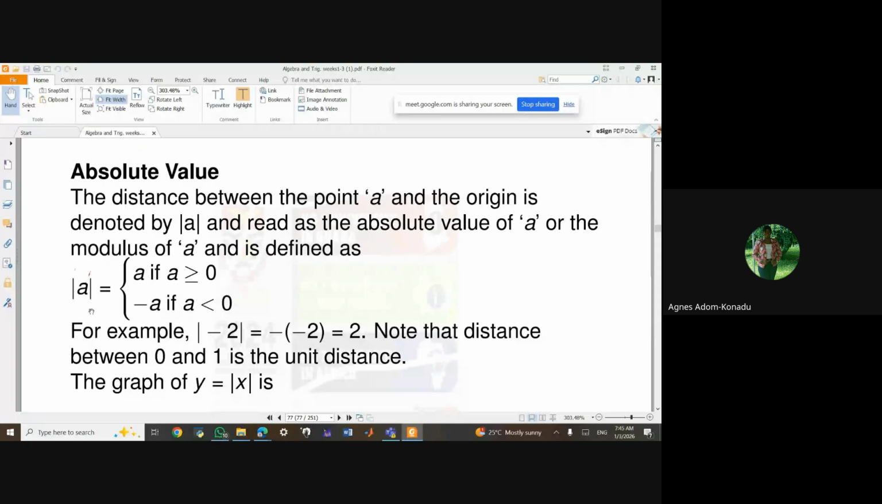So when I have absolute, it should be both positive and negative. Negative will mean that A is less than 0. Positive will mean that it's greater than or equal to 0. So for example, absolute of negative 2 is equal to 2. Now note that the distance between 0 and 1 is the unit distance.